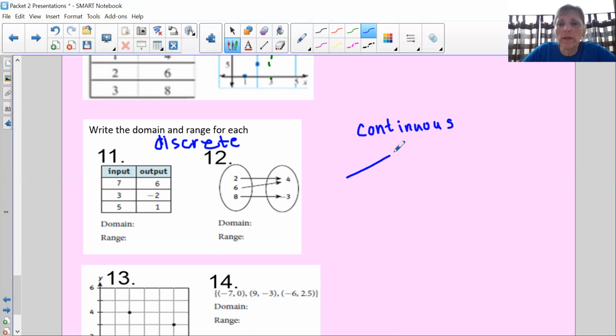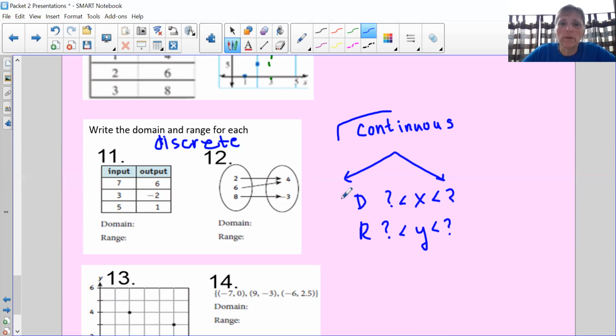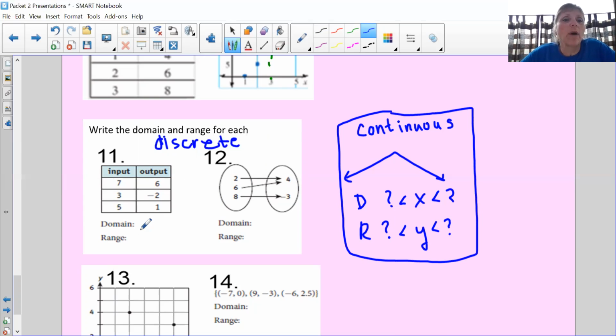Okay, when you have something like that, the domain has to have x here, and the range has to have the same. Okay, so this is continuous. But right here we have discrete, so we can list them all. So what I'm going to do is make the squiggly line, or the bracket, and list the x values, 7, 3, 5.